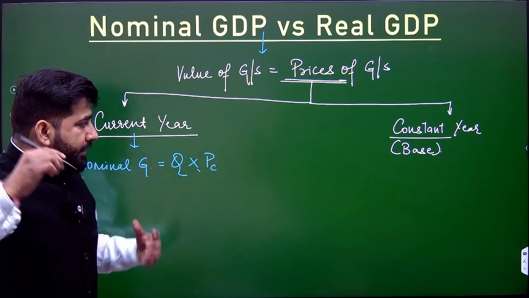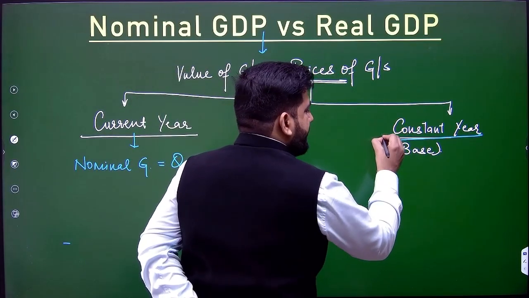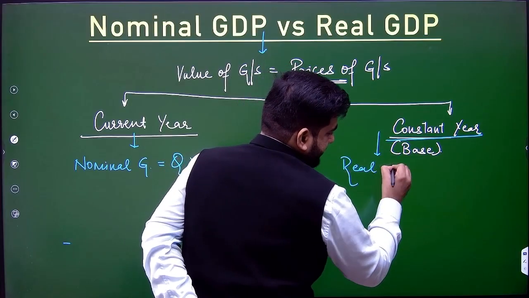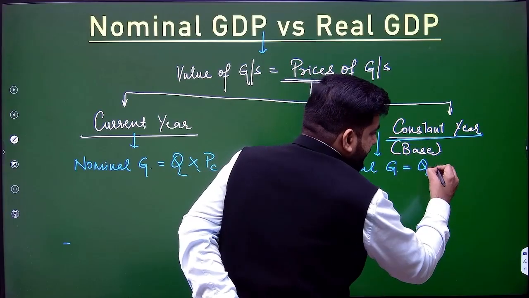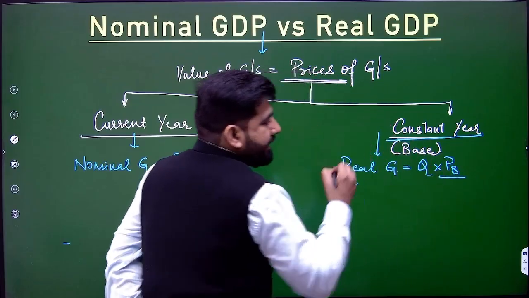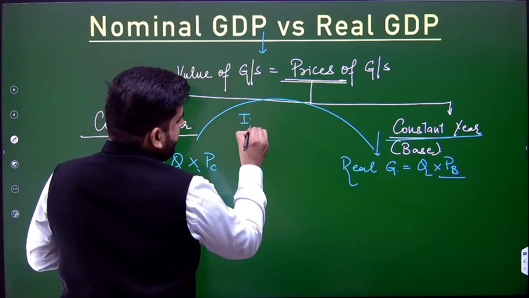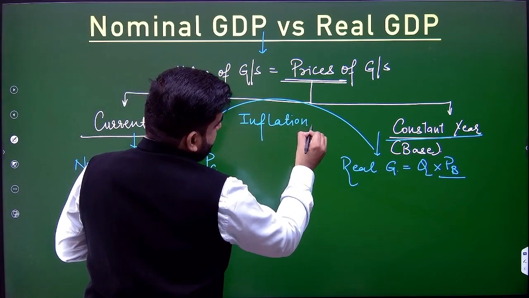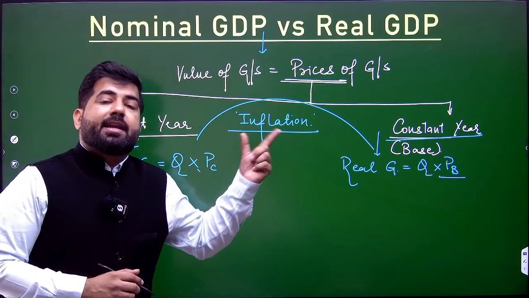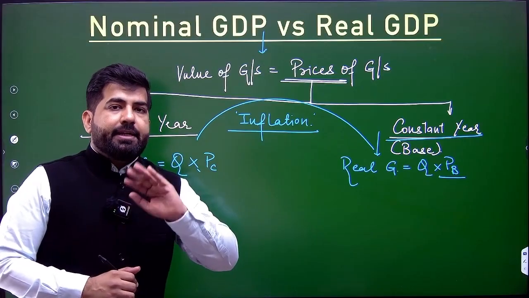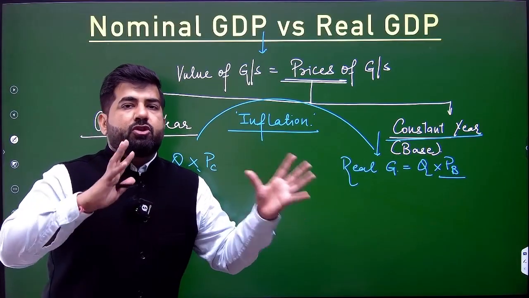So 100. On the other hand, when you calculate the GDP based on the prices of some constant year, it is known as real GDP. Real GDP will be quantity of the current year multiplied by prices of the base year, some constant year. And the difference between these two is nothing but inflation. The prices of the current year are likely to be higher as compared to the prices of the base year. This is known as nominal and real GDP.